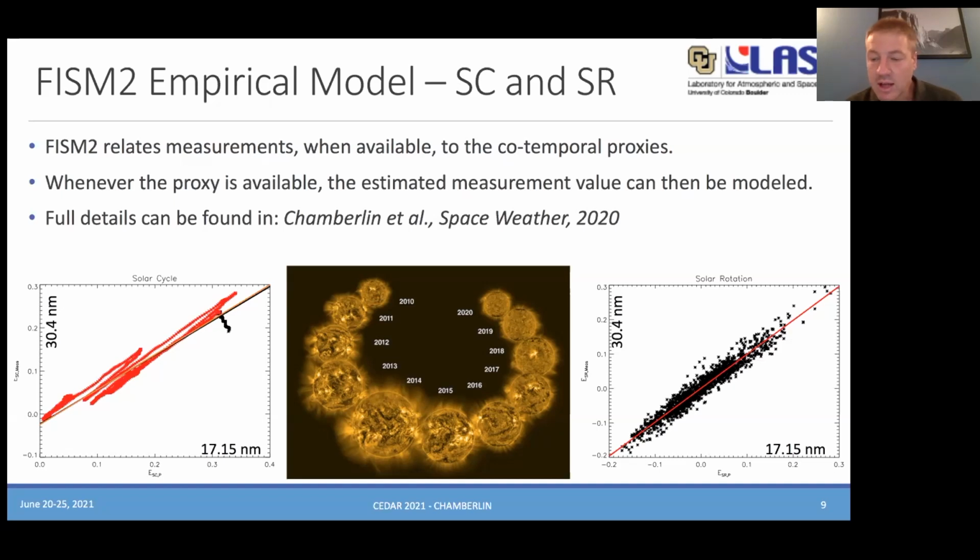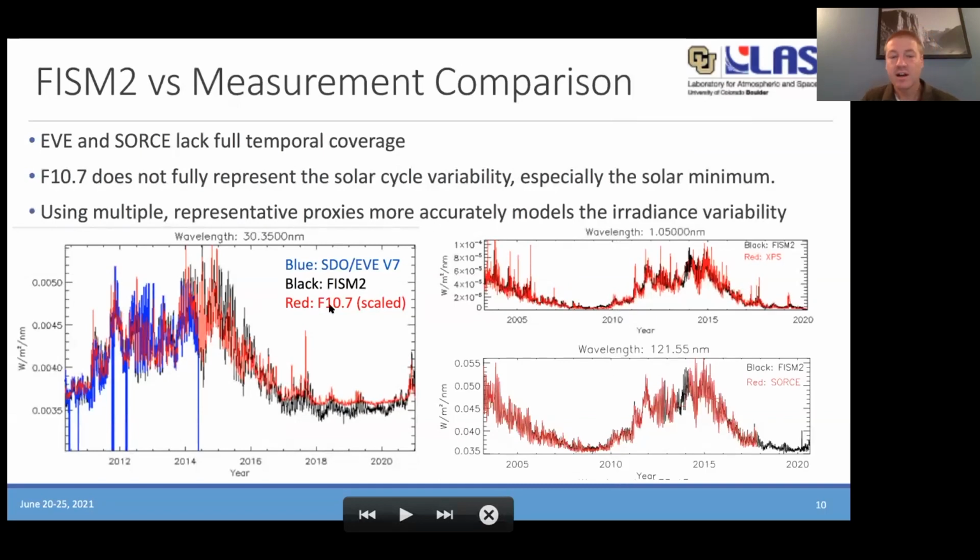And you see that now anytime helium-2 304 isn't available, we can now use this relationship to the 17.1 nanometer proxy to estimate the variability that is occurring. So this is just a simple linear relationship. And what you can see there then in the lower left is the actual measurements that were made from SDO-EVE. This is the version 7 data product that's soon to be released in blue, but we lost SDO-EVE MEGS A channel in mid 2014. So we no longer have that measurement of the helium-2 304 from SDO-EVE.